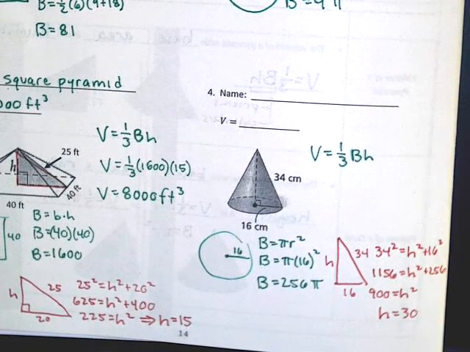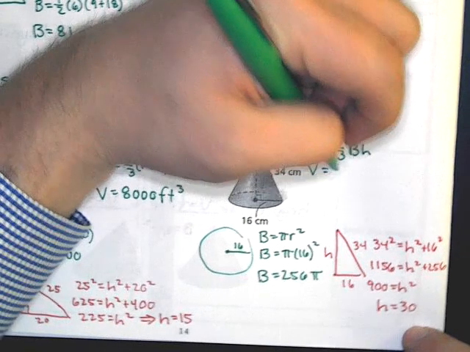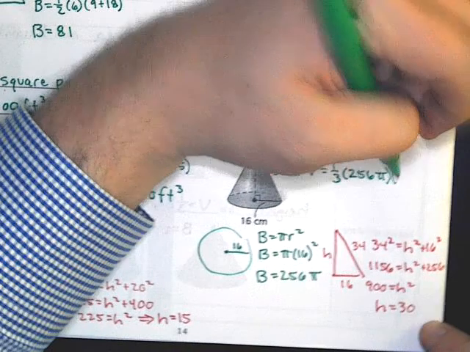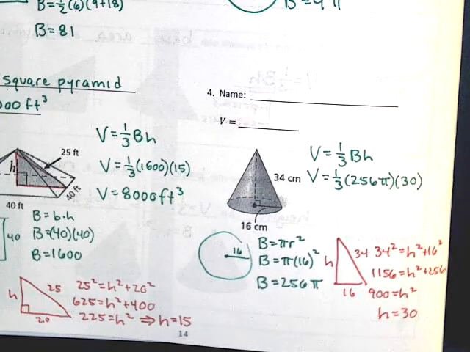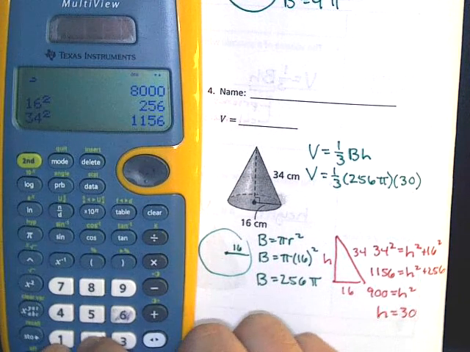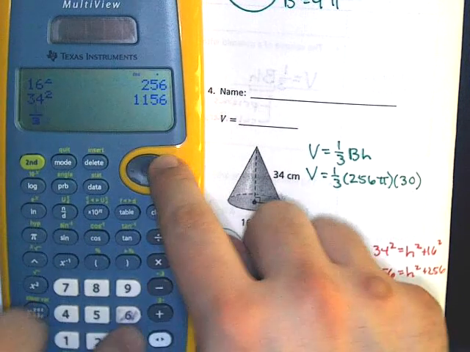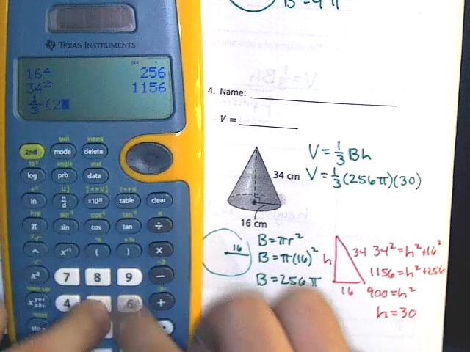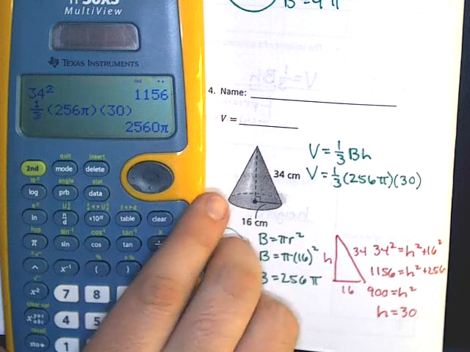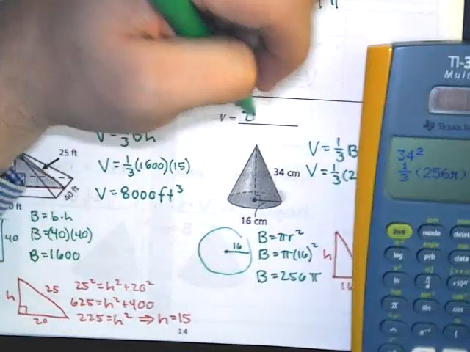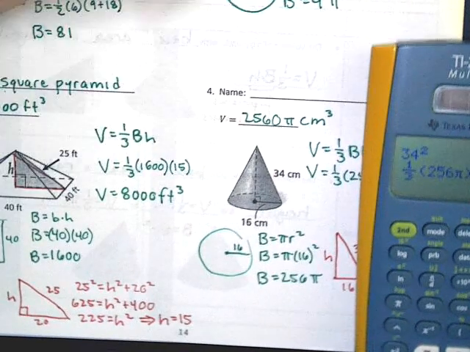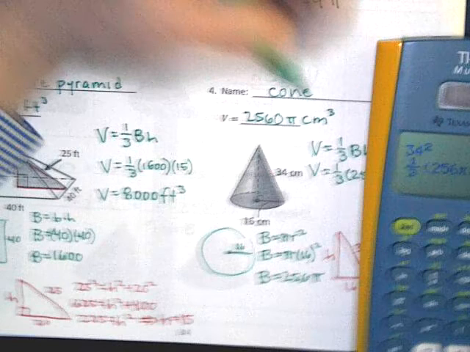So now I know that I can plug in 1/3, 256 pi, and a height of 30. When I go to the calculator, 1/3, 256 pi, 30, I get 2,560 pi, and I'm cool with that answer. Centimeters cubed. And once again I goofed up. Here we go. We should know that that's a cone.